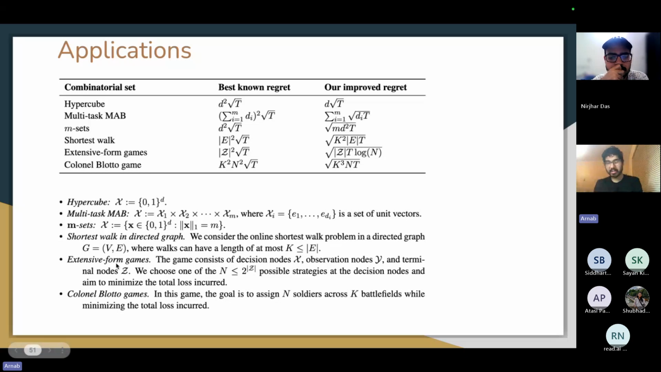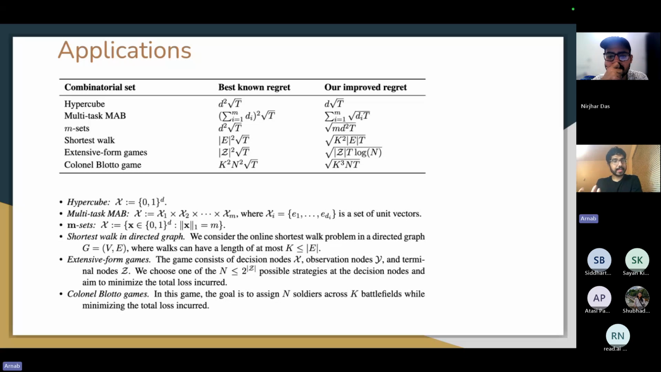And then there are some resource allocation games like the Colonel Blotto game, where you have n resources and you have to distribute them across k places, and then you incur some losses. For all of them, the previous best known guarantees were relatively high in the high probability sense, and we kind of brought them down. For some of them it's actually quite optimal, and for some of them it has improved the regret bounds, but there's still scope for improvement.